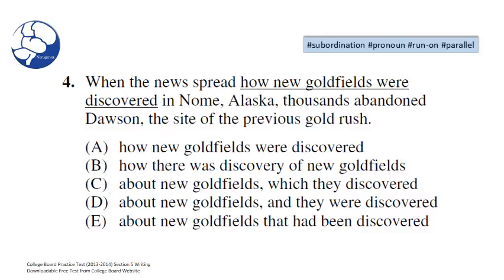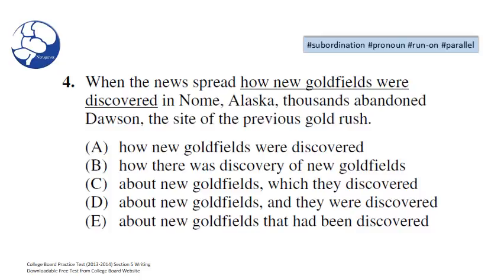Now what about spread as an intransitive verb? Well, let's just look at this sentence. The news spread. There's no object needed or necessary or required to follow spread. The idea in the sentence is understood after spread, the news spread. It's clear. Now, let's look at our choices. A. How new goldfields were discovered. Well, if you know anything about noun clauses, you'd realize that A is a noun clause. And you would know that noun clauses can function as either the subject or the object of a sentence. How is it functioning here? Well, it follows our verb spread, so we know it's trying to take the position of an object.